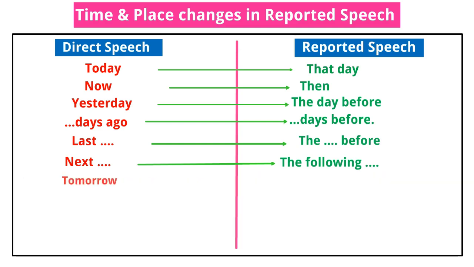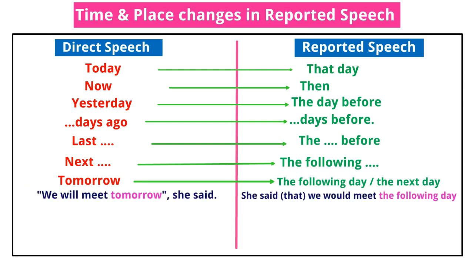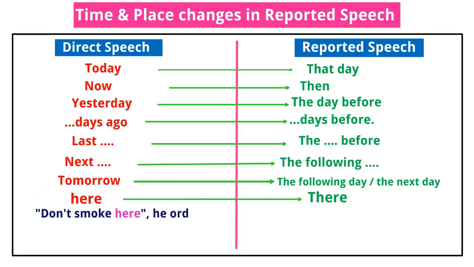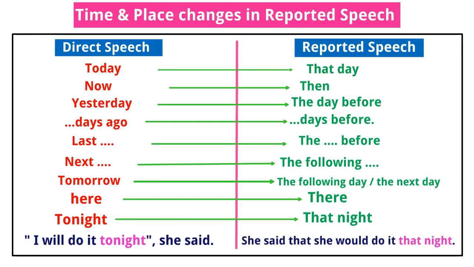Tomorrow becomes the following day or the next day. For example, "We will meet tomorrow," she said. She said that we would meet the following day. Here becomes there. For example, "Don't smoke here," he ordered. He ordered him not to smoke there. Tonight becomes that night. For example, "I will do it tonight," she said. She said that she would do it that night.